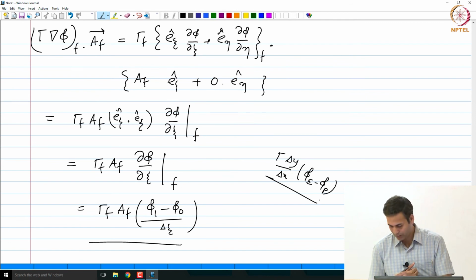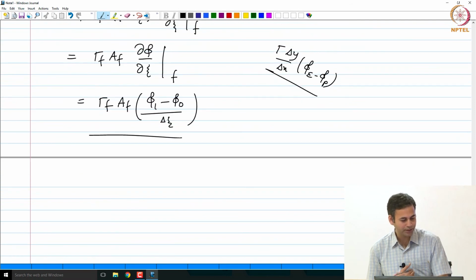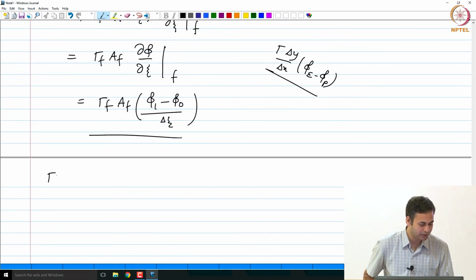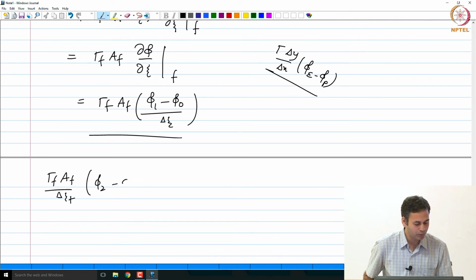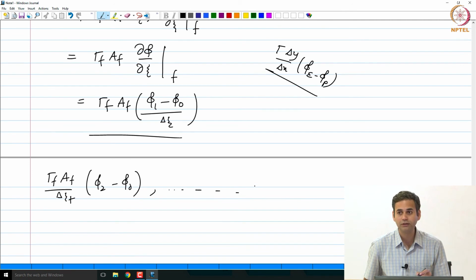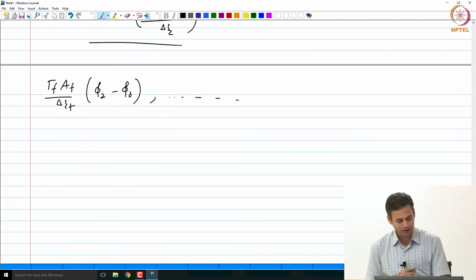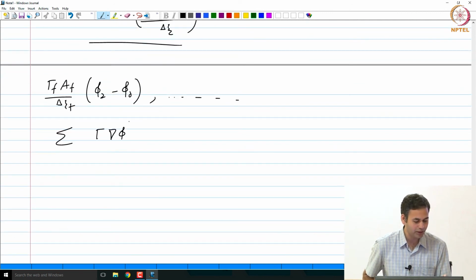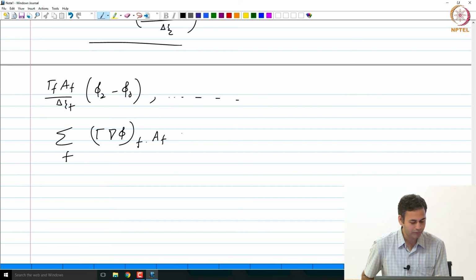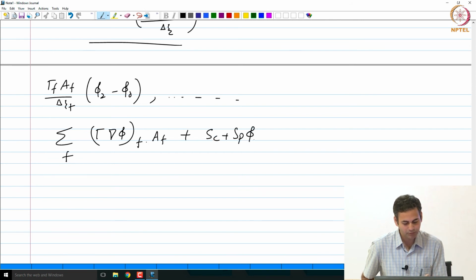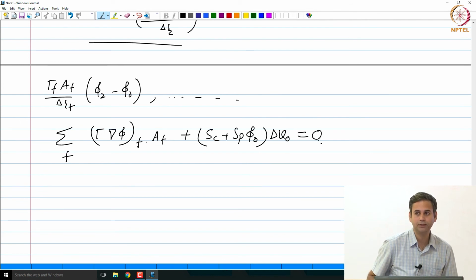Okay. Fine. So, now we understand that we will get more terms, that is gamma f A f by delta xi f times phi 2 minus phi 0 and so on, depending on the number of neighbors we have, right. We will also get phi 3 minus phi 0 and so on, right. We will get all these terms. Now, if we club all of these things, we have the original equation: sigma gamma grad phi dot A f plus SC plus SP phi 0 times delta V 0 equals 0, right.